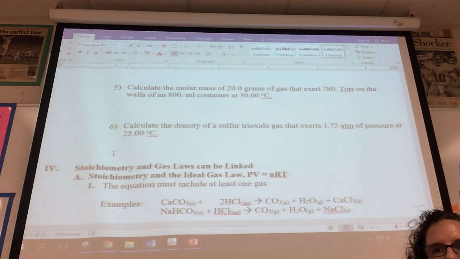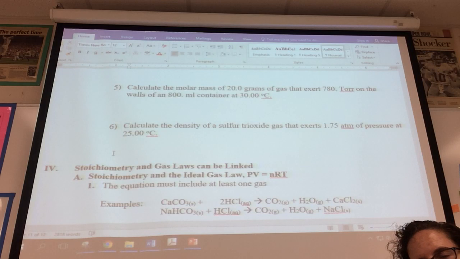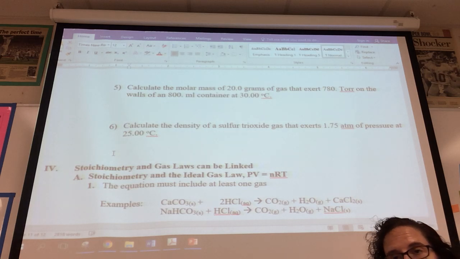How we doing? Did you get number 5? So on number 5, you want to calculate molar mass, but the density isn't given. So I would use PV is equal to little m over big M RT. If they gave you density, or you were looking for density, then you would use the density formula.